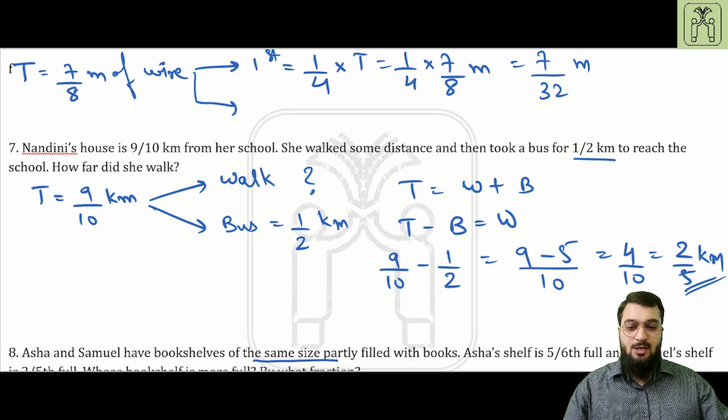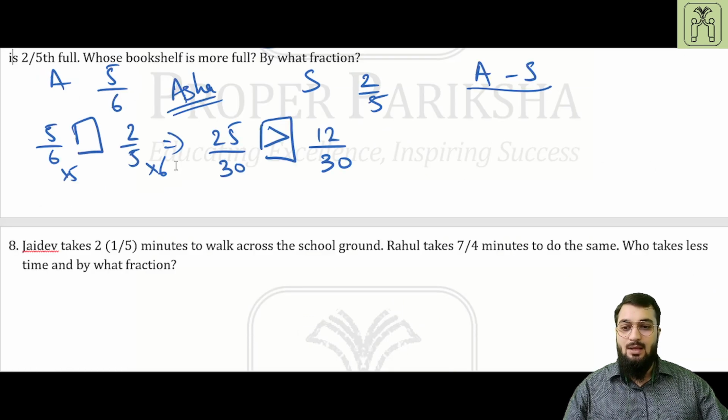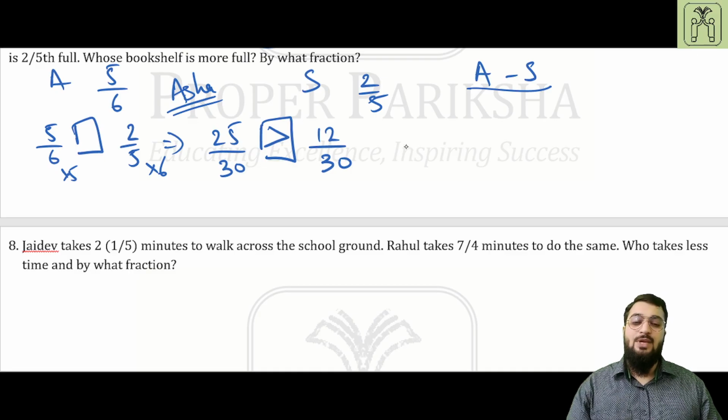Okay, so I'm back. I hope that you have gone through the question. So Asha and Samuel have the bookshelves, and the first part was taken care of. Okay. So now by what fraction? I hope you have calculated it by now.